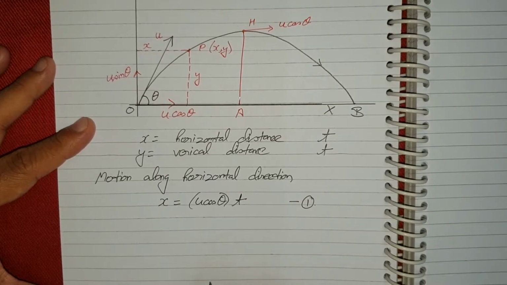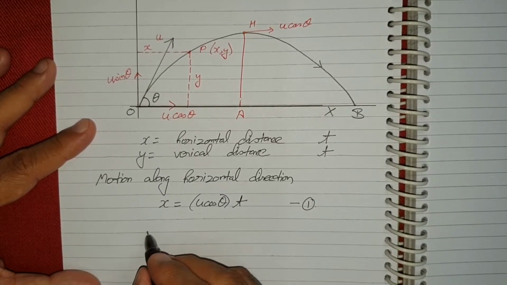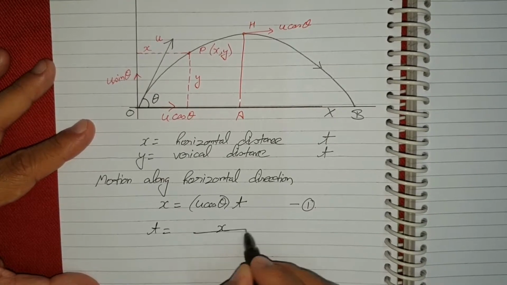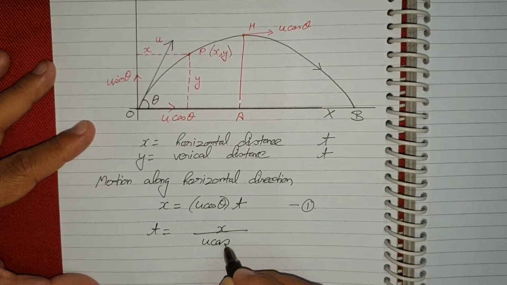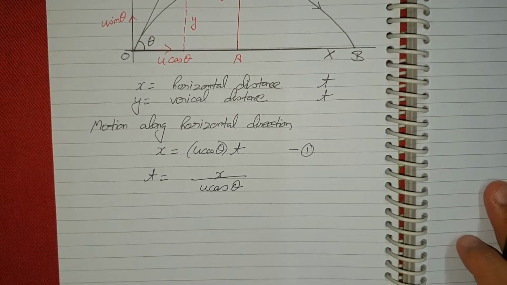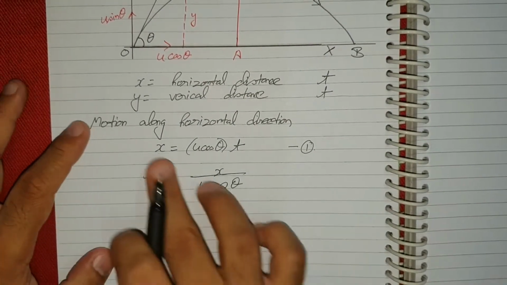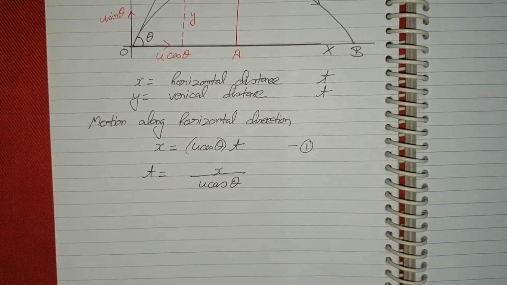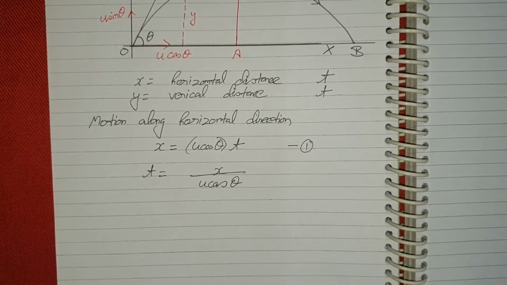This is equation 1. We can find the time t also from this equation: t is equal to x upon u cos theta. So this is the motion along the horizontal direction, in which u cos theta is constant, and distance is speed into time, which is u cos theta into t.